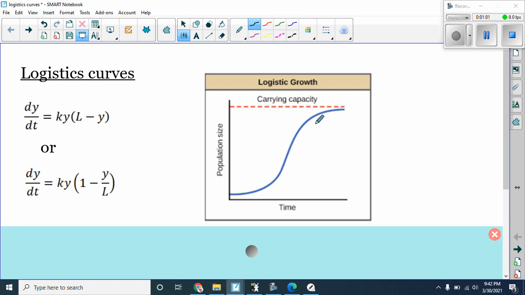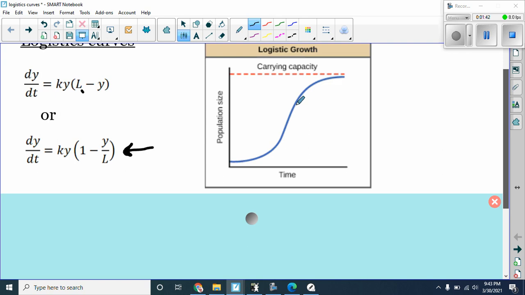So a curve that looks like that is given by a differential equation. It can be in either one of these forms. The second one's a little bit more common, especially on the AP exam. I've seen it like this a lot more. Notice dy/dt is only in terms of y. There's no t's in my equation here. Y is my variable. That's the population size. K is a constant. It's determined by how quickly this rises or falls. And we'll talk a little bit about what L is in a minute.